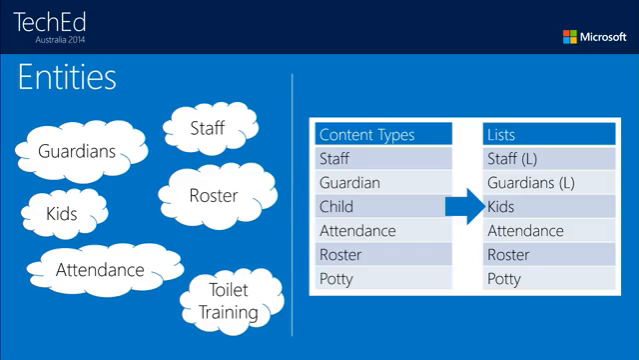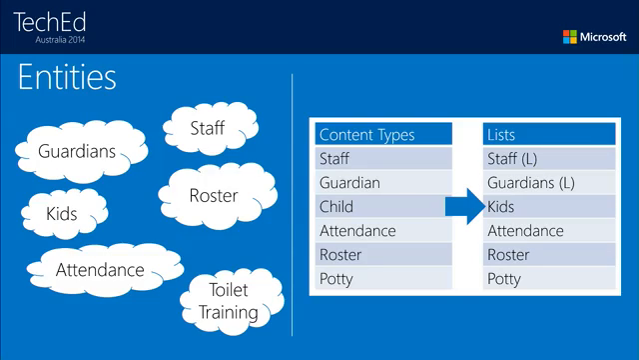There's a requirement to have a room leader per room, so a person who's a little bit more qualified, who's got a diploma in childcare. There are guardians. Guardians are people who look after kids, who could be grandparents, parents, uncles, aunts, whoever is authorized to drop and pick up the kids. Then you need to keep attendance records and toilet trainings and things like that.